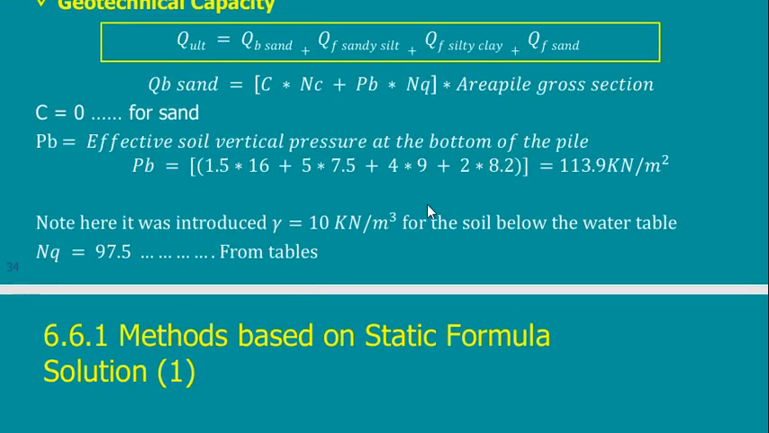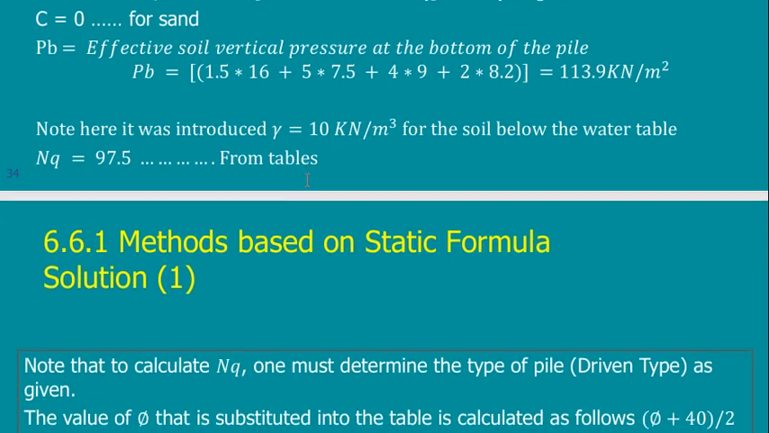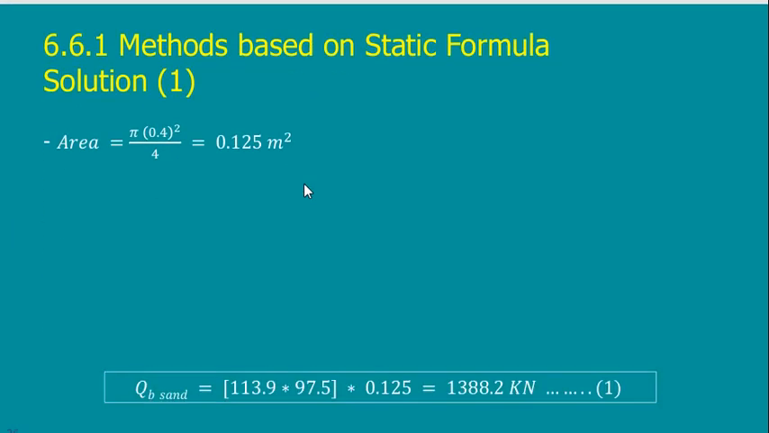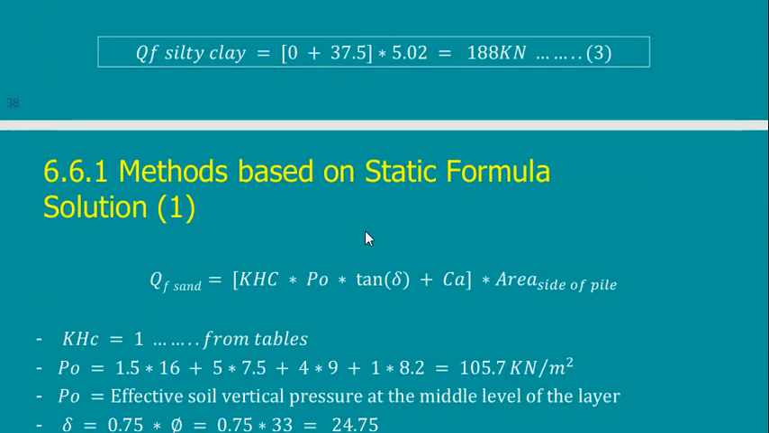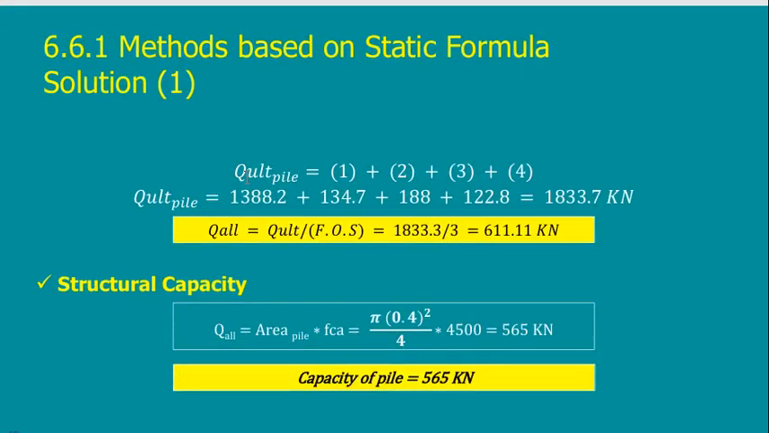I get the 4 things using the tables, or in the exam they will be given, and I calculate the 4 parts and then add them together to get the ultimate capacity, because the equation gives me the ultimate capacity. I divide the ultimate capacity, which is the sum of the 4 portions, by the factor of safety, which is usually 3. I get the allowable capacity.